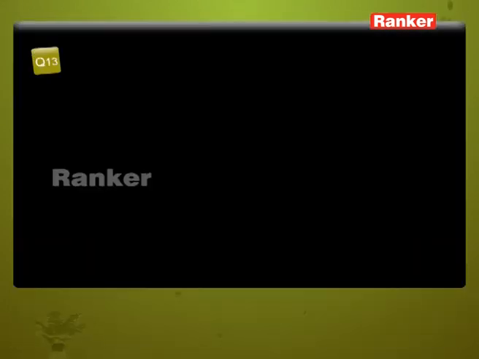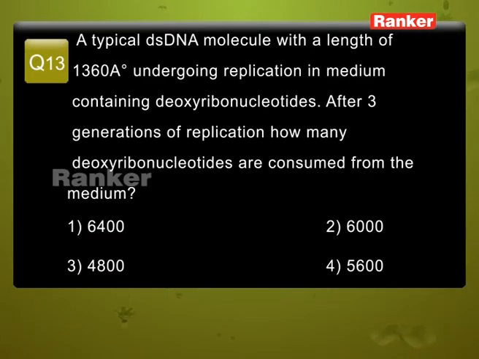Question number 13. A typical double-stranded DNA molecule with a length of 1360 angstroms undergoing replication in medium containing deoxyribonucleotides. After 3 generations of replication, how many deoxyribonucleotides are consumed from the medium? Options: 6400, second 6000, third 4800, fourth 5600.